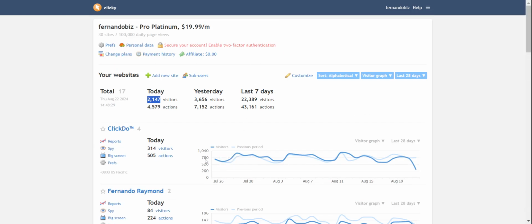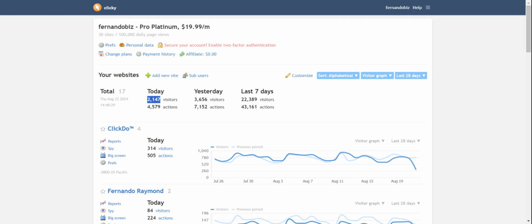So the best thing about Clicky, I covered this in a previous video, how useful Clicky is. Some people still use Google Analytics and stuff, which is fine, right? But Clicky is a very easy platform to use, and that's why we have integrated it on SQL Host app as well. You can even put Google Analytics on the same dashboard.